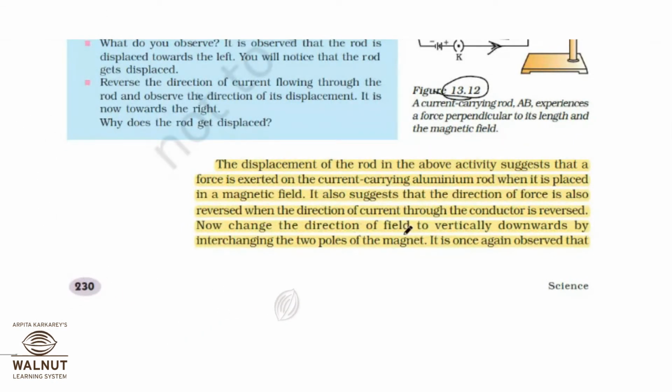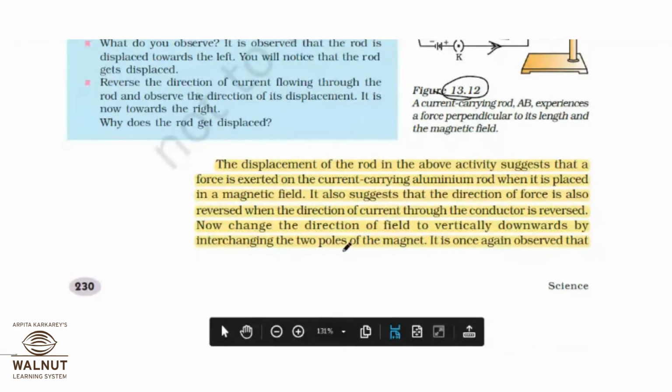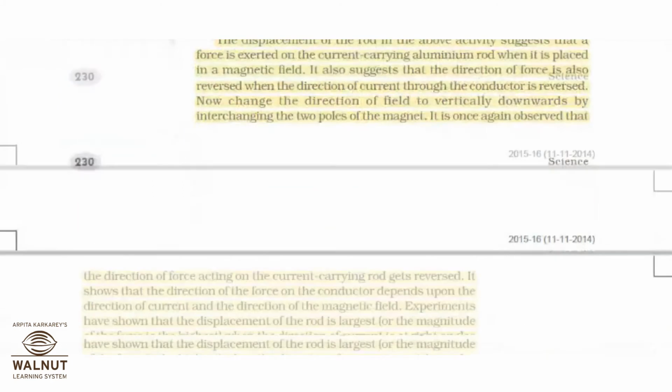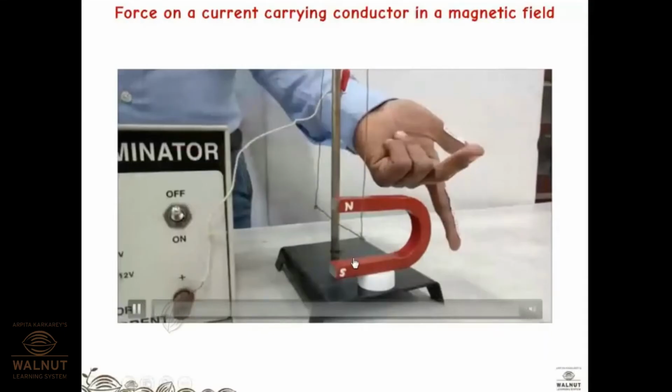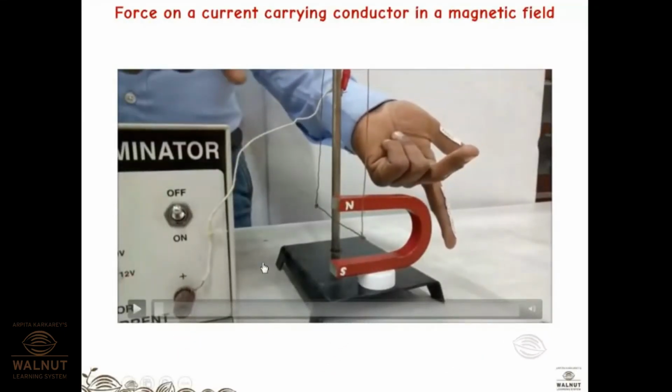Now change the direction of the field to vertically downwards by interchanging the two poles of the magnet, just like you have seen in the video. What do all these factors suggest to you? It suggests that the direction of the force experienced by the conductor depends upon the direction of the current and the direction of the magnetic field. And all the three fingers should be at 90 degrees. So automatically your thumb will rotate in that direction.